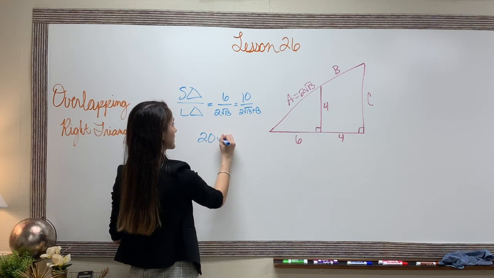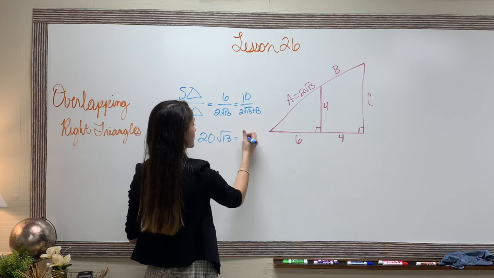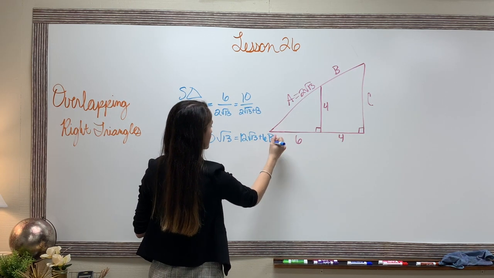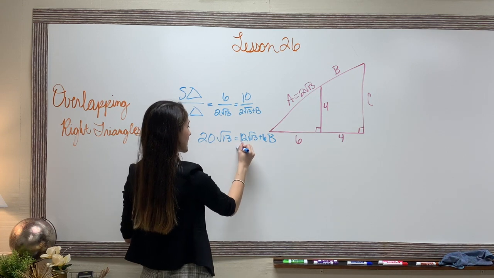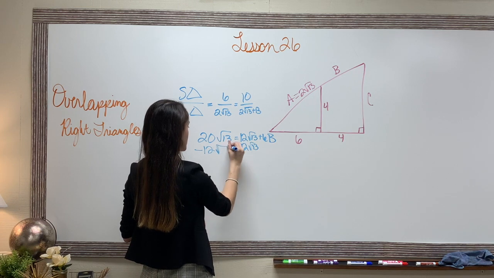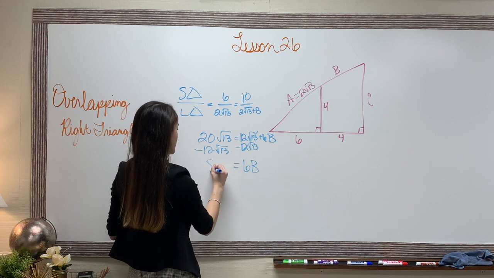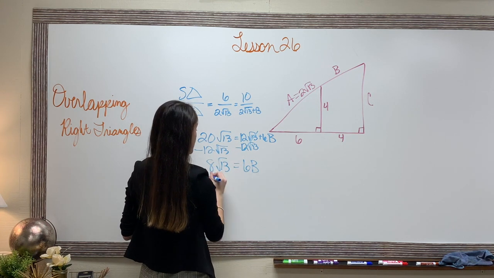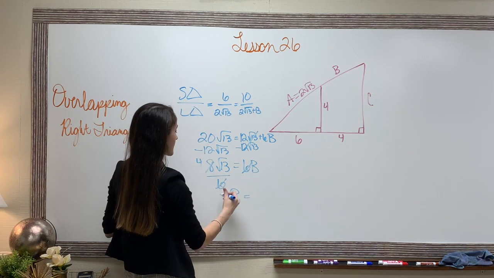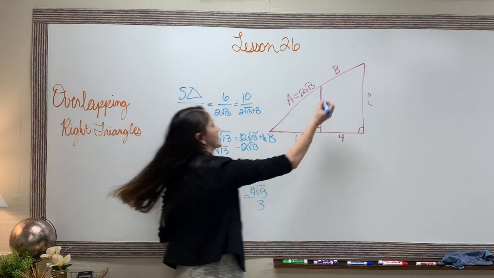So this will be 20 square root 13 equals, and then 6 is getting distributed to both parts. So 12 square root 13 plus 6b. And I'm gonna move this to the other side, so minus 12 square root 13. So that's gone, and we get 6b. And then we have 8 square root 13. We're gonna divide by 6. So b equals, and these can reduce to 4 and 3. So 4 square root 13 over 3.